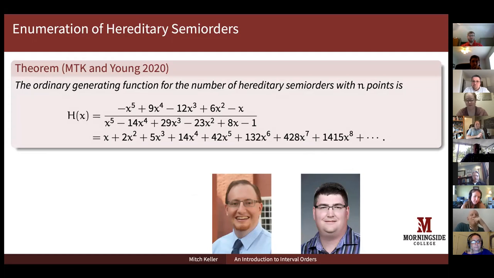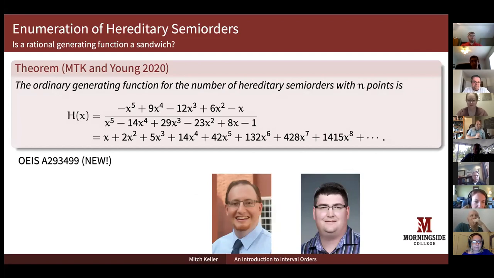Now you might say, well, but Mitch, you just made up the definition of hereditary semiorder. Why should anyone care? Especially when I tell you that we got to add a new sequence to OEIS because of this. Nobody had ever found anything counted by this sequence before. And so you might go, huh, okay, so you defined something and then you counted it. That's great, thanks. Here's the cool thing we were able to do beyond that.